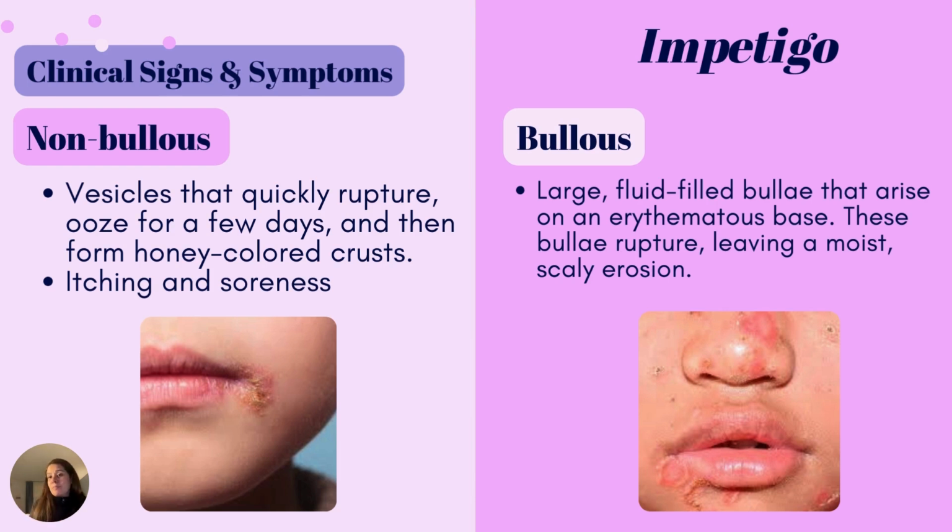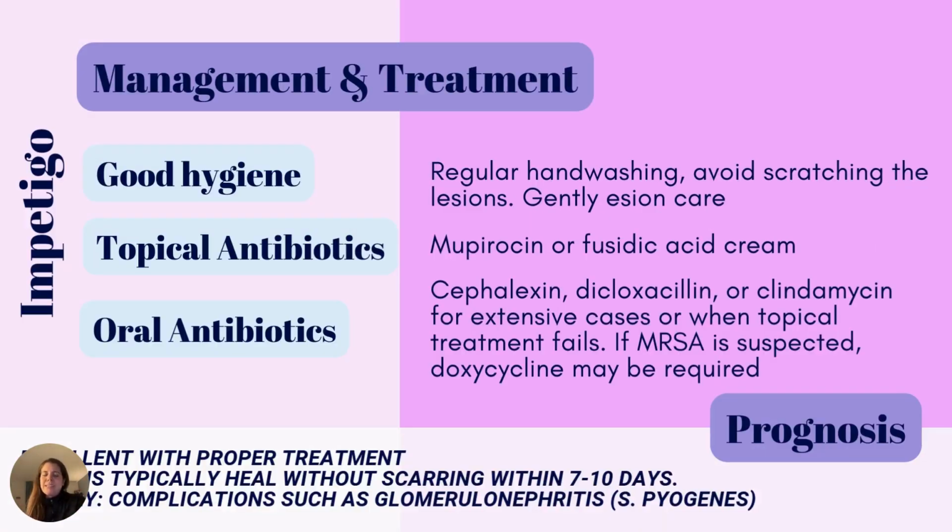And in the bullous impetigo, these big blisters are going to arise from this erythematous base, and when they rupture, they're going to leave a moist, scaly base rather than the honey-colored crust that we see on the other type. Diagnosis is based on the characteristic clinical appearance. A culture of the fluid from the source may be necessary to identify the type of bacteria that is causing the infection.